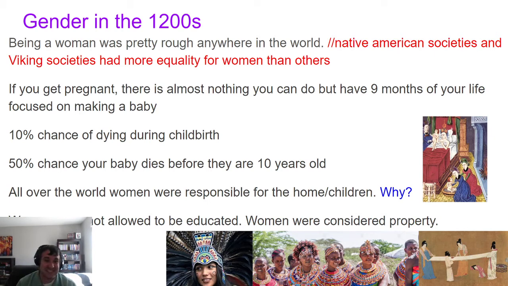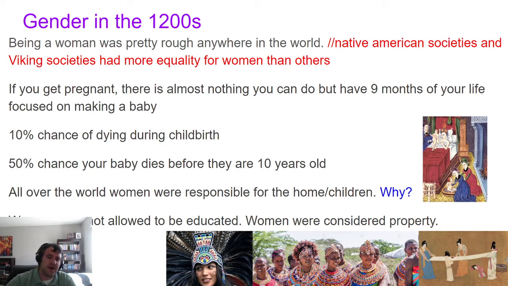10% of women died during childbirth at this time. Also, there's a 50% chance your baby dies before they're 10 years old. I think the average number of kids a woman had was 6, but only like 3 of them survived into adulthood. And then when they survived to adulthood, there were even more crazy reasons they would die too.